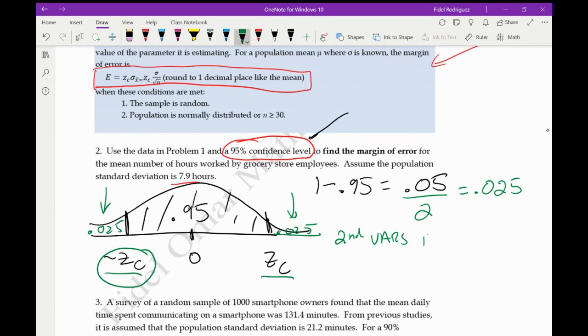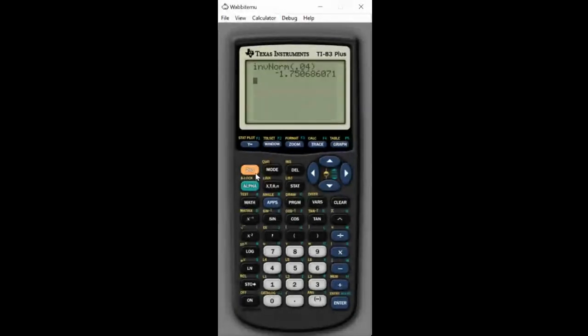So the way I'm going to do that portion is I'm going to go second, vars, and then I'm going to use my inverse norm. And remember, my inverse norm is going to help me find the z value when I know the area to the left. So the area to the left, we said, was 0.025. So let me do that part on my calculator so you can see what I'm doing. Here we go. Okay, so I'm going to go second, vars. I'm going to scroll down to my inverse norm. And we said we had a 0.025.